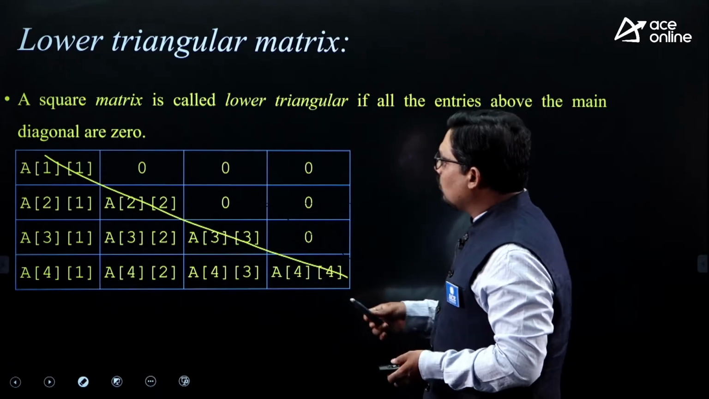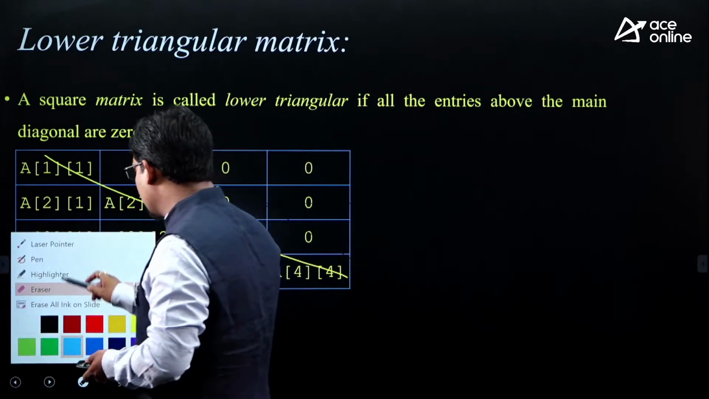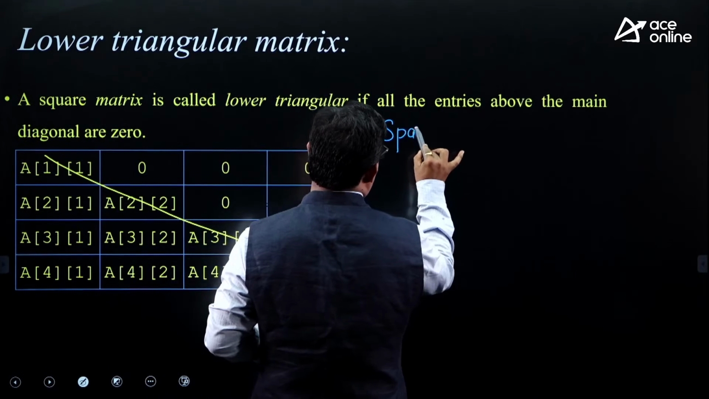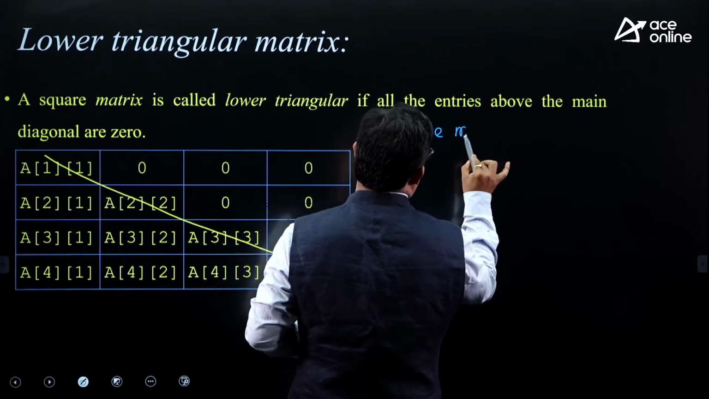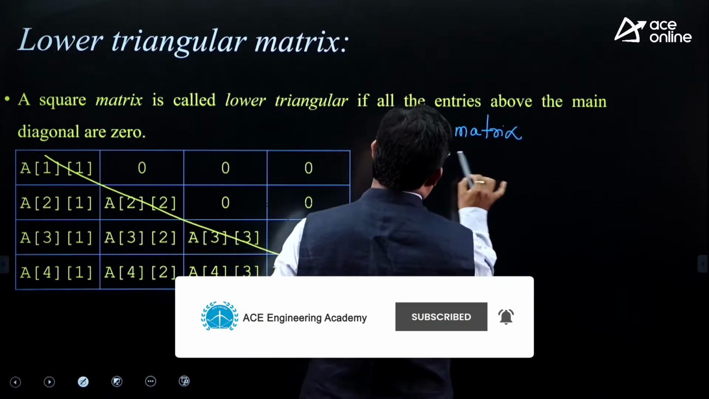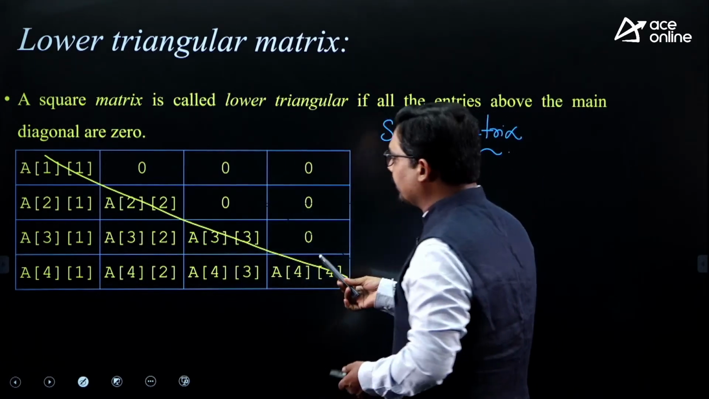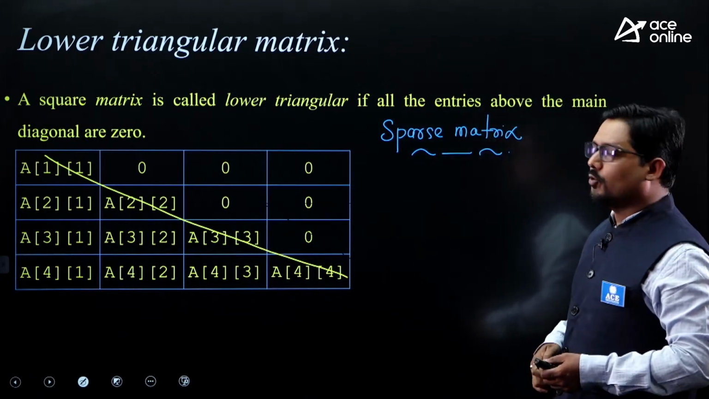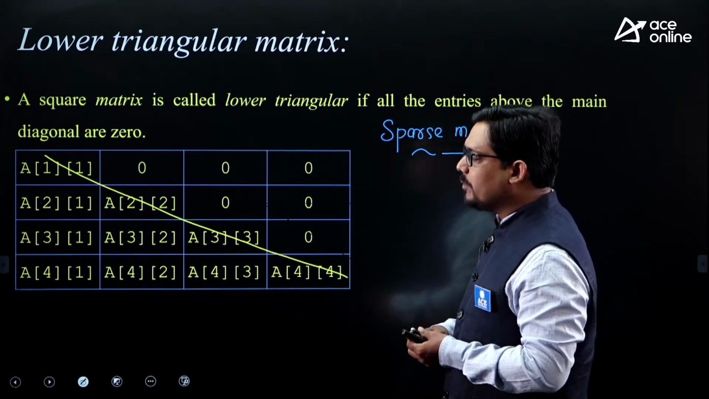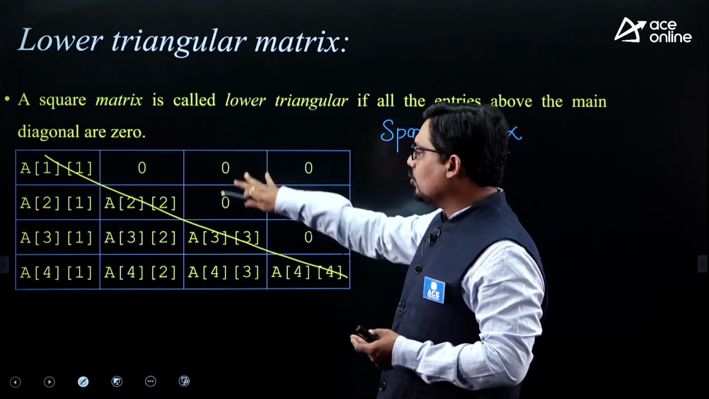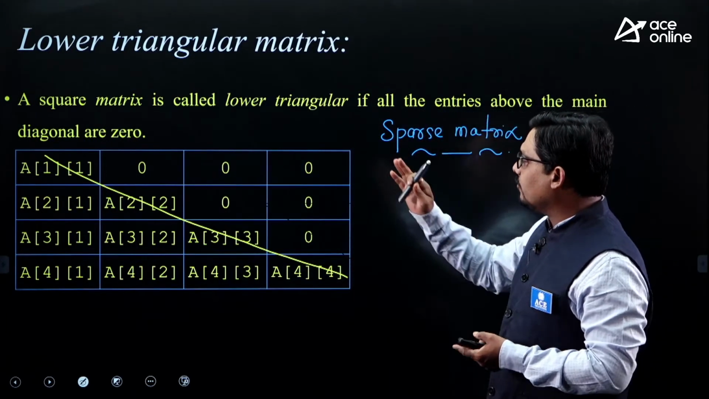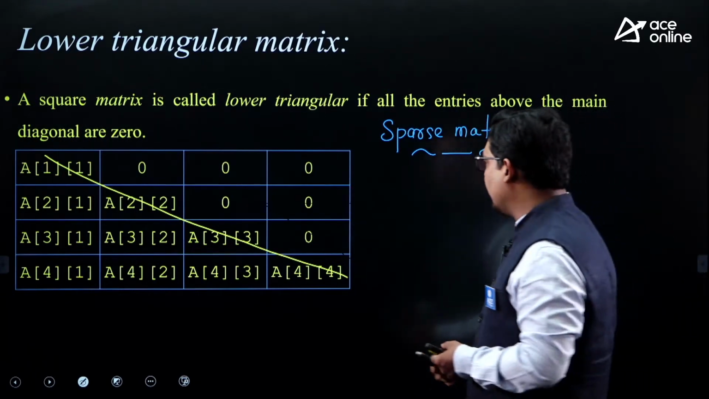Now this is one of the sparse matrices. A sparse matrix is a matrix with relatively few non-zero entries. As you can see here, we have relatively few non-zero entries. If you want to know how many elements there are, we can count the non-zero elements.